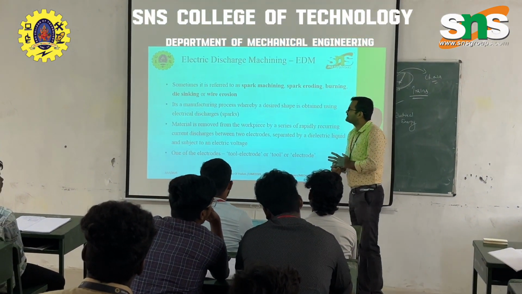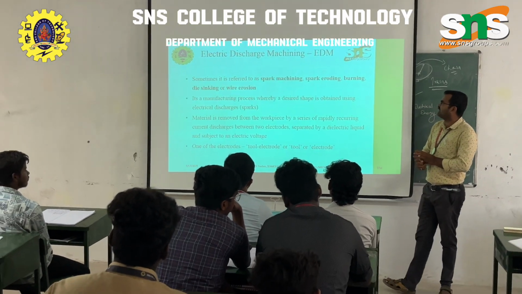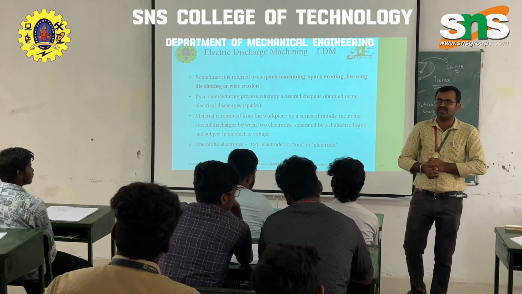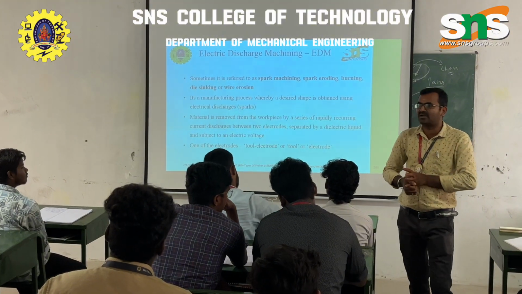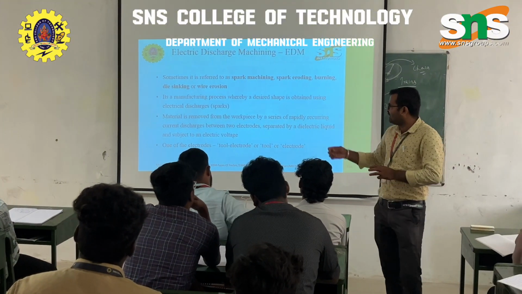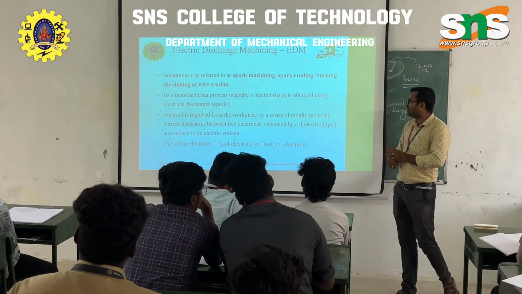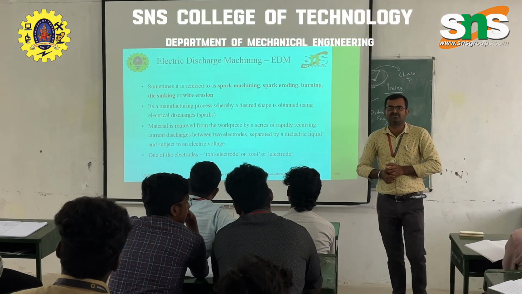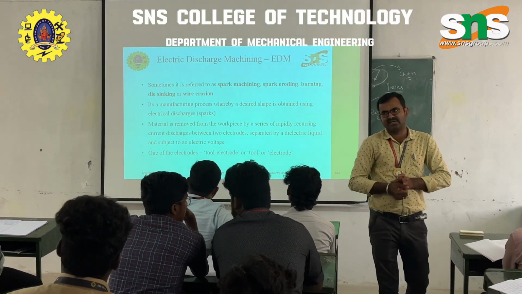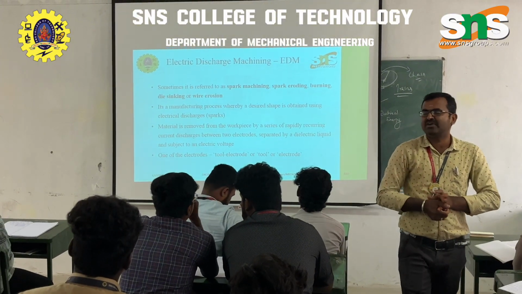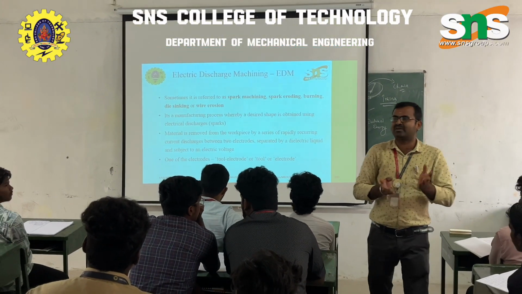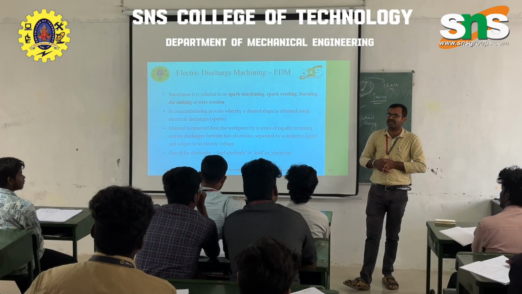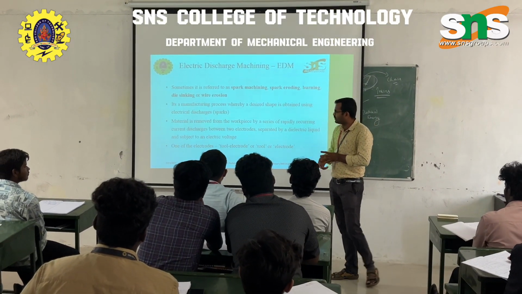Sometimes it is referred to as spark machining, spark eroding, burning, die sinking or wire erosion, which means we produce the spark during the work process. Second, it is a manufacturing process whereby a desired shape is obtained using electrical discharge. Manufacturing process is nothing but converting our raw material into finished goods. So this is also one kind of unconventional manufacturing process.